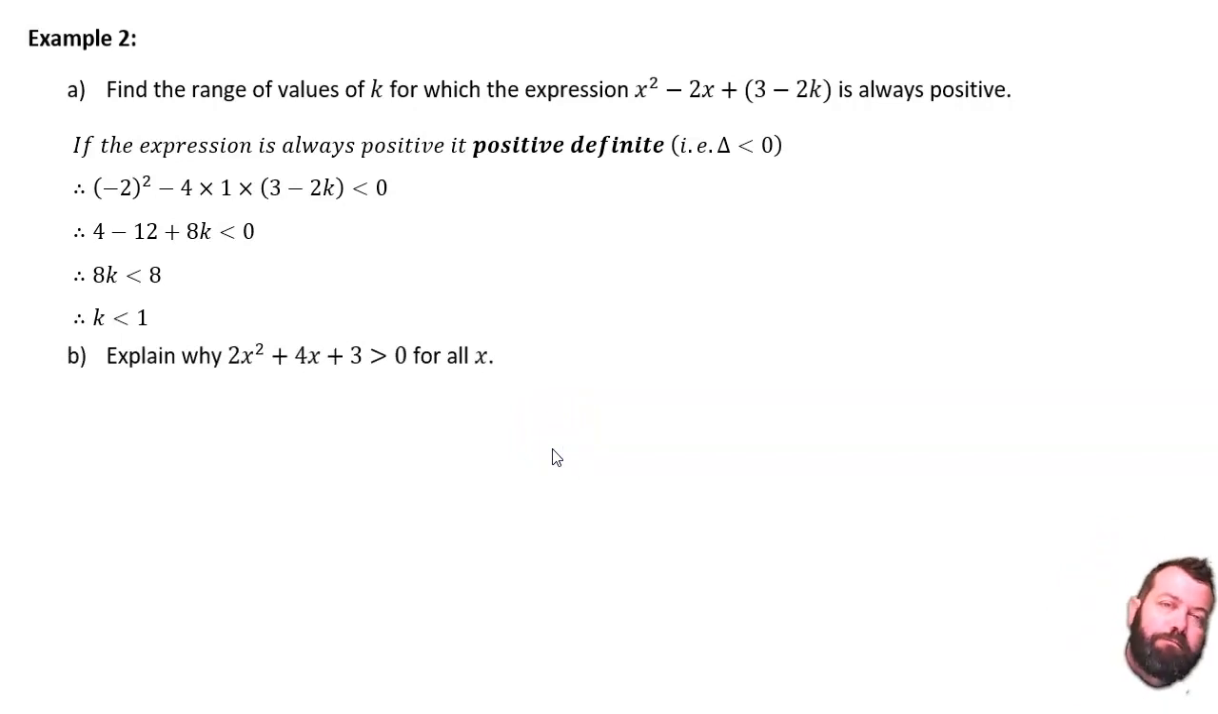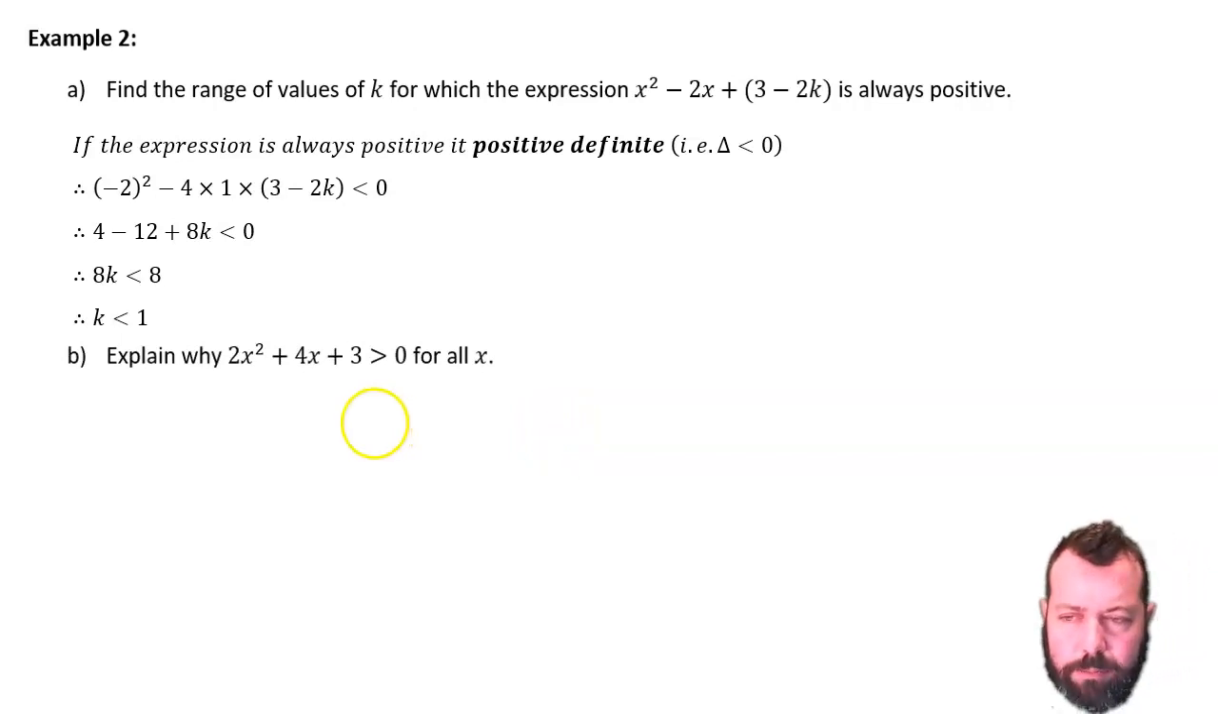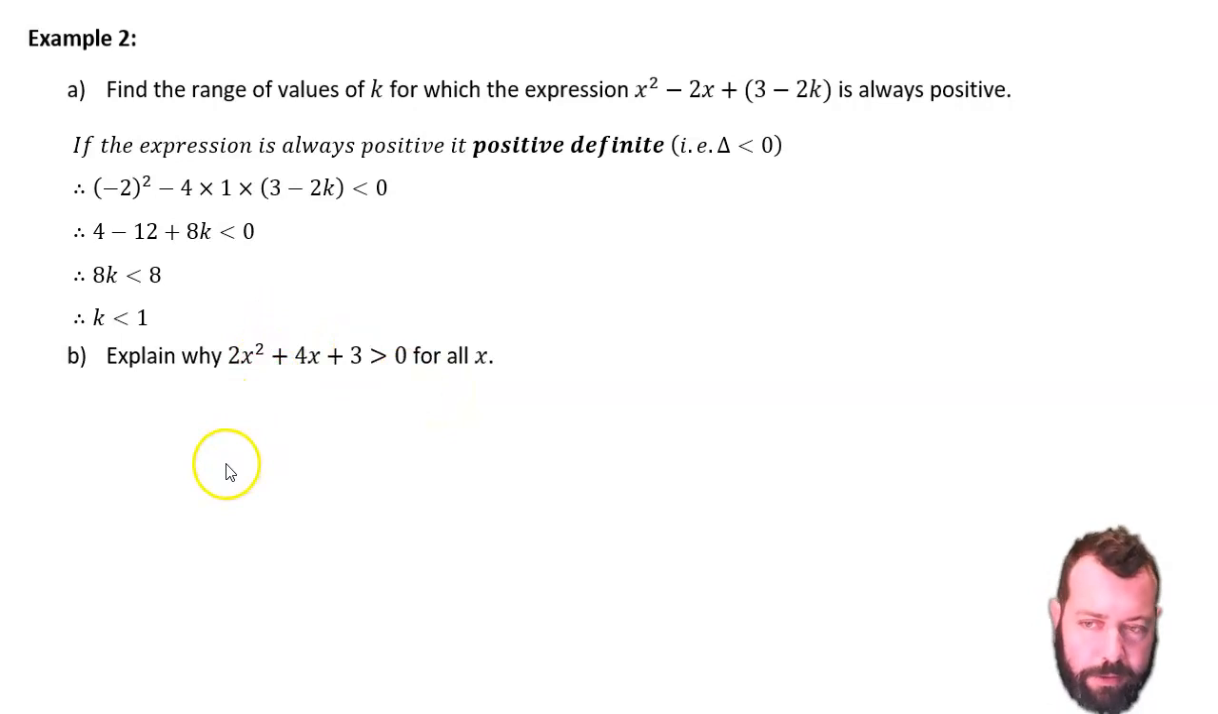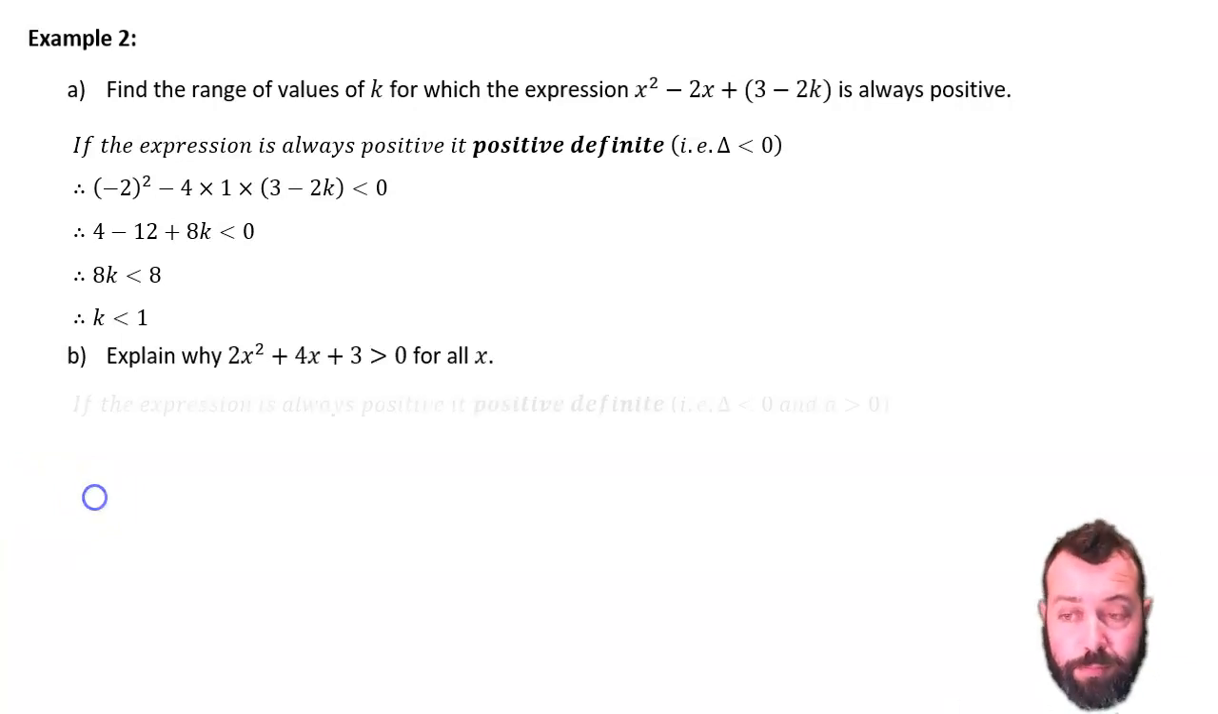Next up, and a fairly similar question really, explain why this is greater than 0 for all values of x. Well, I can see it's concave up. It will be positive for all values of x if it is positive definite. We've got positive, now the definite bit. That means b squared minus 4ac is less than 0. Less than 0 means it has no roots.